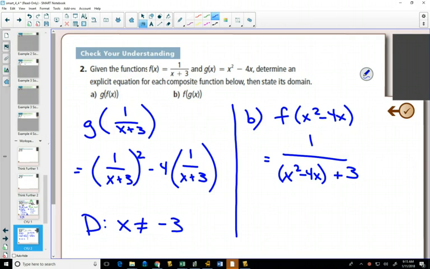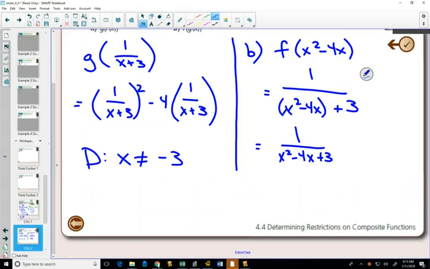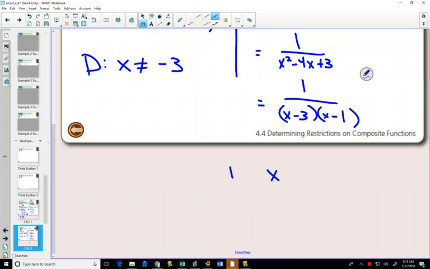In this one, if I take the brackets away, I have x squared minus 4x plus 3. Would the bottom ever equal 0? What would help us find out if the bottom ever equaled 0? To factor this one. So if I factor this, x minus 3, x minus 1, the domain: x can't equal 3 and x can't equal 1.